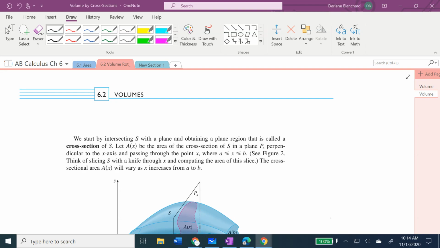All right. I plan on spending a while in section 6.2. It's a very dense section.